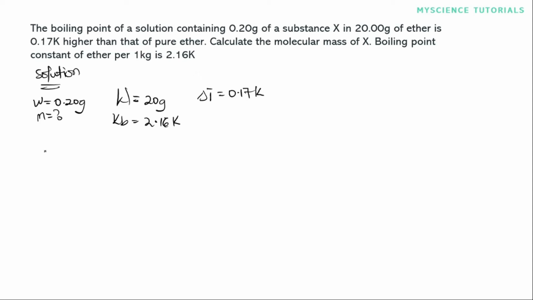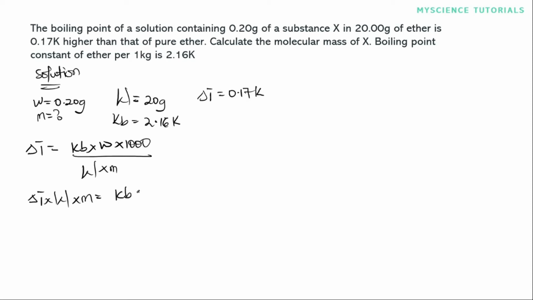Alright, so with this parameter, let's go ahead and calculate our molar mass of the substance X. We know the formula: delta T is equal to Kb multiplied by small w multiplied by 1000, and the question also said per 1 kilogram, so we are using 1000, divided by capital W by small m. Now if we make m the subject over here, we cross multiply, we get delta T by capital W by small m is equal to Kb by W by 1000.